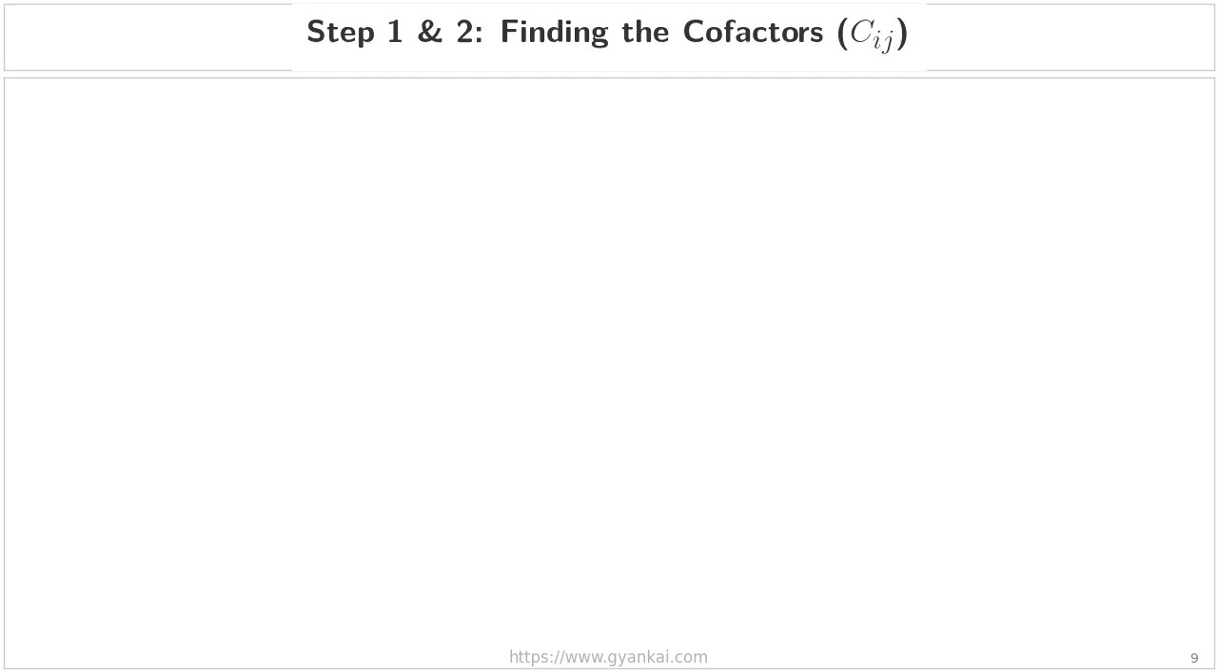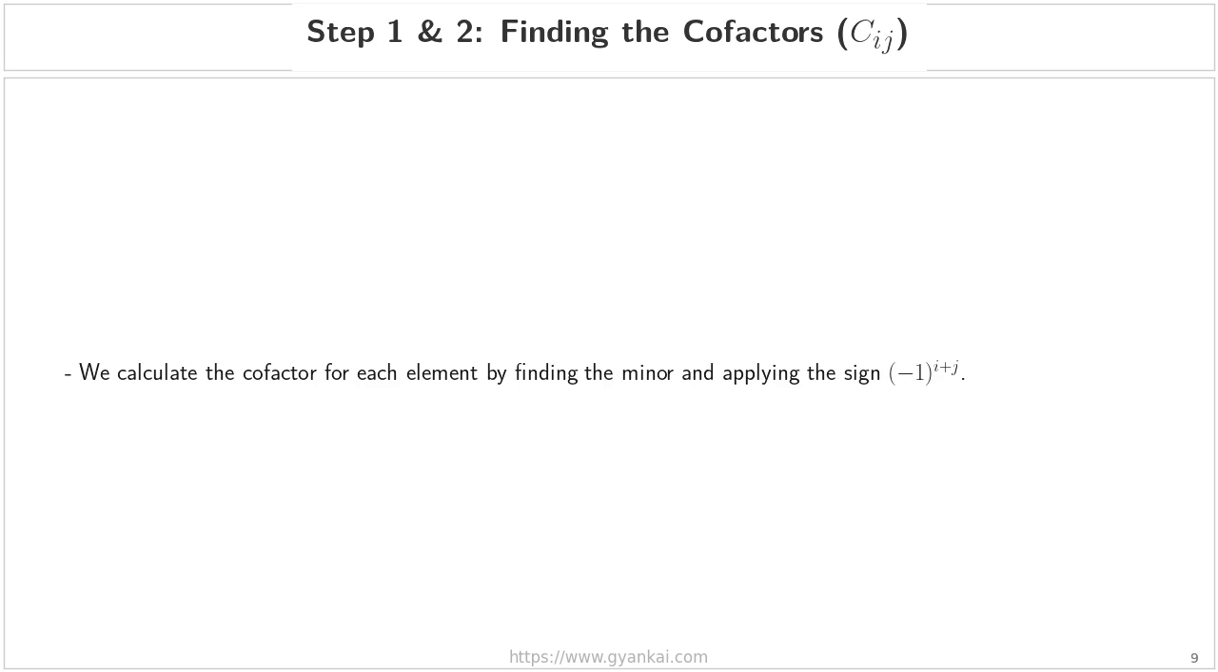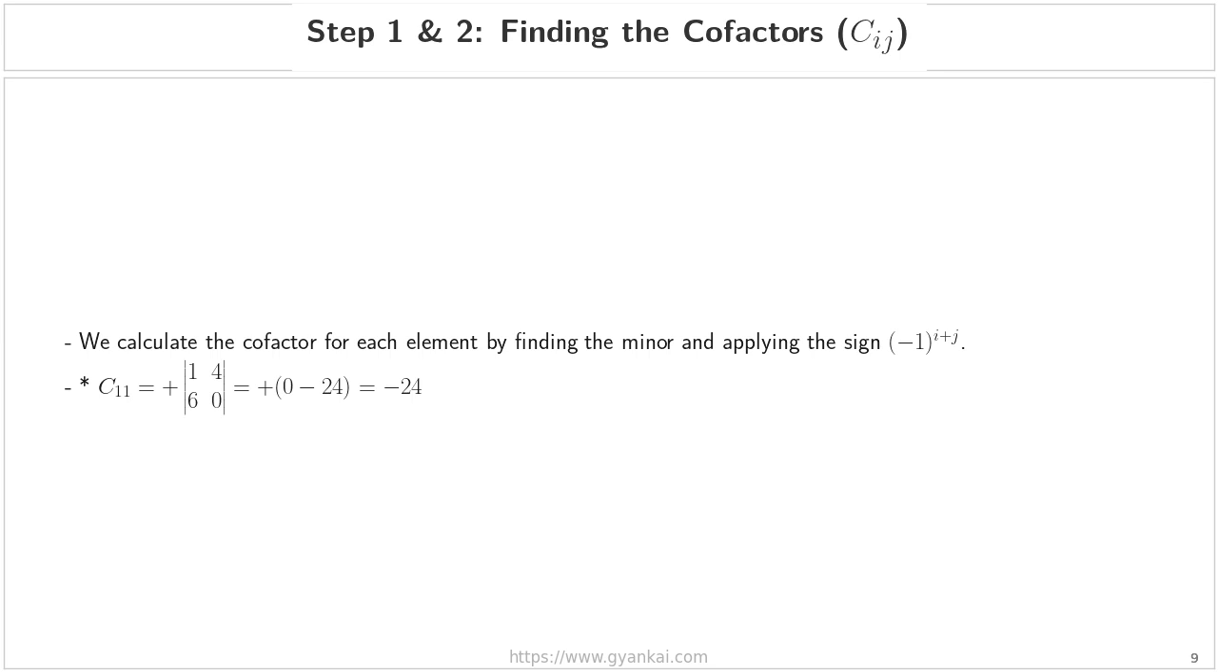Step 1 and 2. Finding the cofactors. Now that we have our original matrix A, let's roll up our sleeves and get into the heavy lifting. On this slide, we are performing steps 1 and 2 simultaneously, calculating the cofactors. As we discussed in the previous slides, to find each cofactor, we first find the minor, which is the determinant of the remaining elements, and then apply the appropriate sign from our checkerboard pattern, using the formula (-1) raised to the power of i plus j. Let's walk through the calculations for the first row.